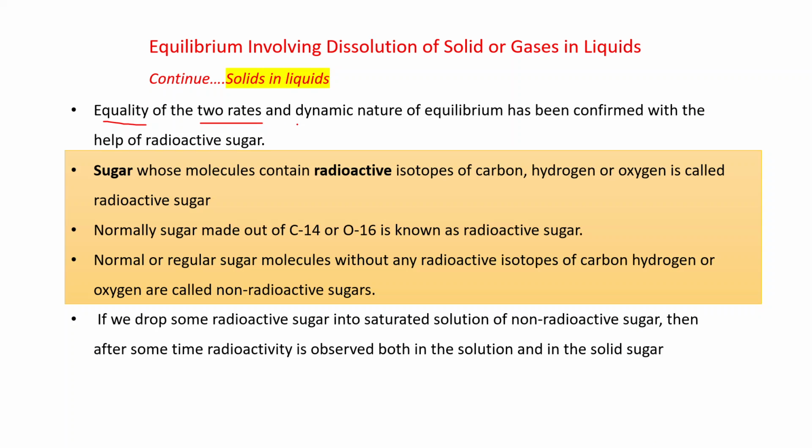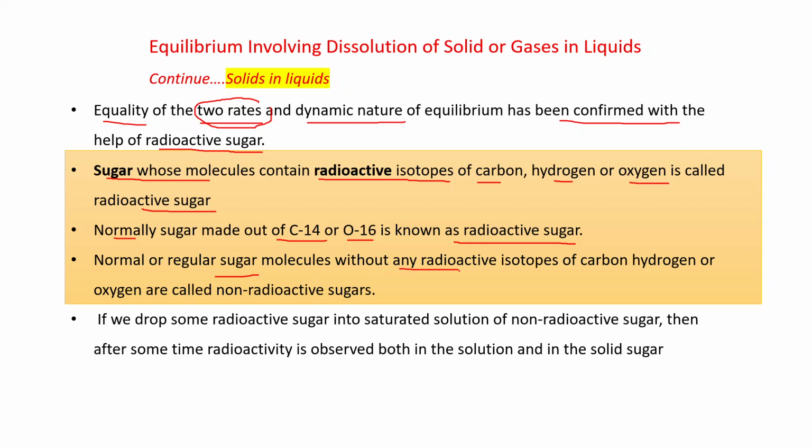Equality of the two rates and dynamic nature of equilibrium has been confirmed with the help of a radioactive sugar. Now, these two rates mean rate of dissolution and rate of crystallization. Now, what is this radioactive sugar? Sugar whose molecules contain radioactive isotopes of carbon, hydrogen or oxygen is called radioactive sugar. Normally, sugar made out of carbon-14 is known as radioactive sugar. Normal or regular sugar molecules without any radioactive isotopes of carbon, hydrogen or oxygen are called non-radioactive sugars.